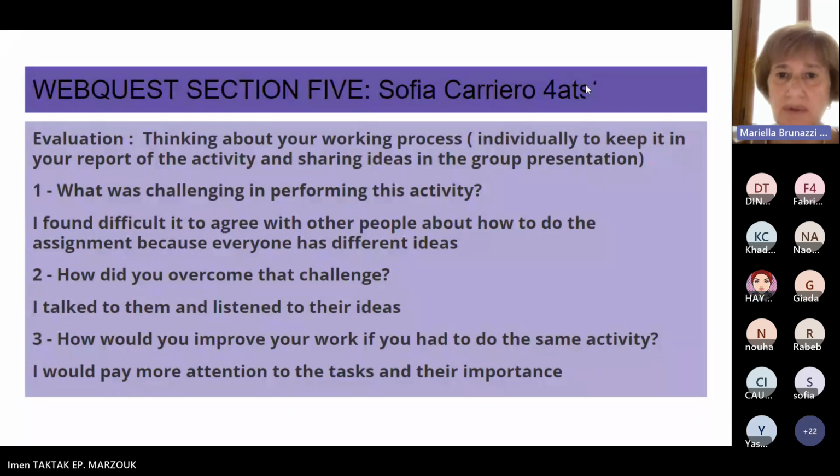Yes. Some students also answered the questions for section 5, Sophia and Fabrizio. So these are Sophia's answers. Yes, so for question 1, what was challenging for me, I said that I found it difficult to agree with other people while doing the project. And for the second question, I said that I overcame the challenge by talking to them and listening to their ideas. And if I had to do this again, I would pay more attention to the task and the importance of them.